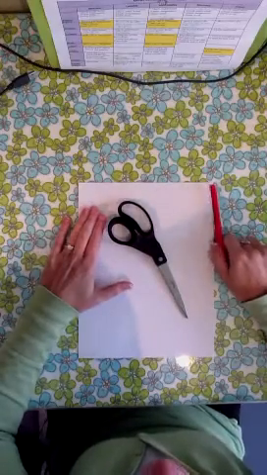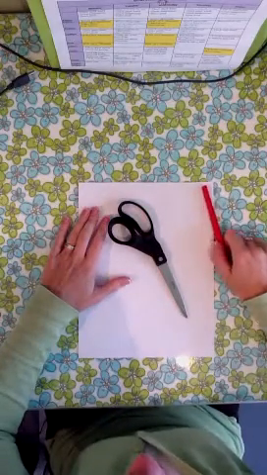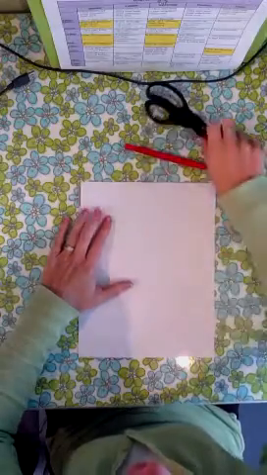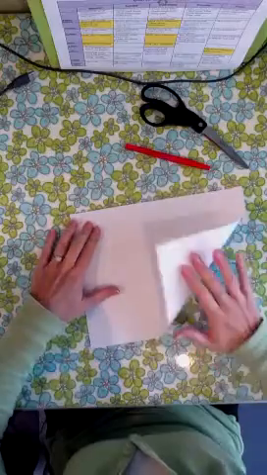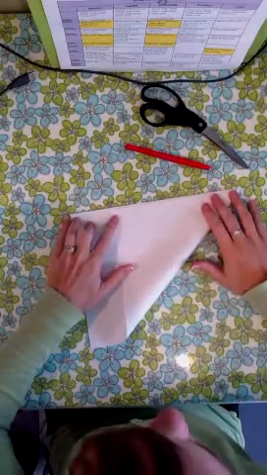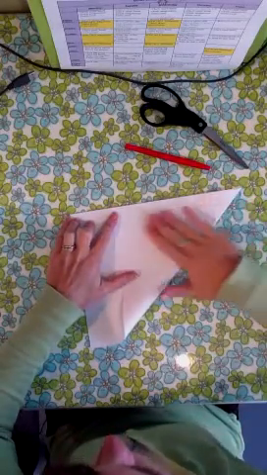Okay, so for this foldable, all you need is a sheet of paper, a pen, and some scissors. This one's going to be pretty easy to make. You're going to take your piece of paper and fold it down to a triangle. We're trying to make it so it's a square piece of paper.